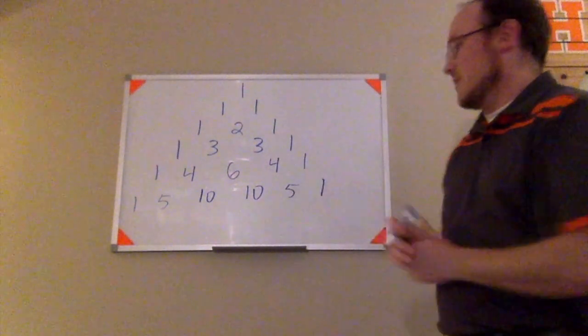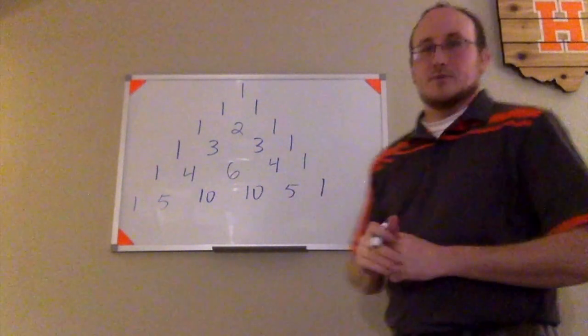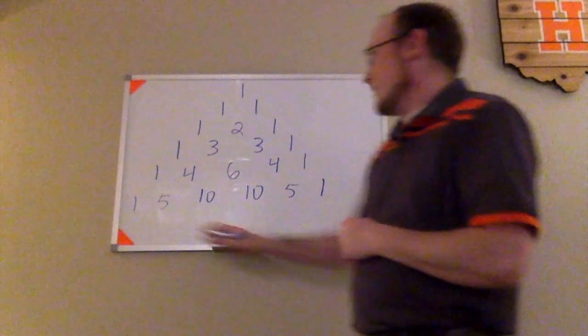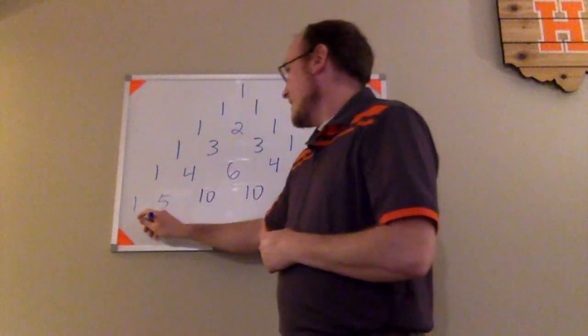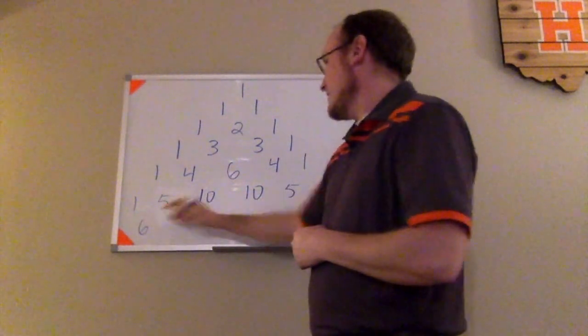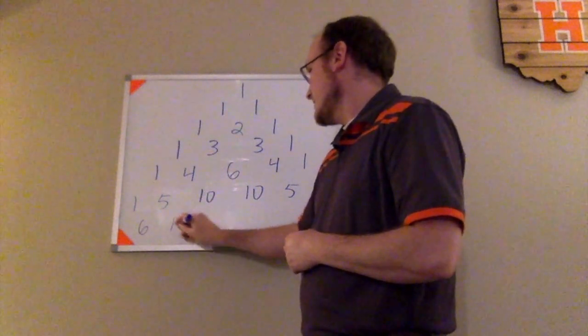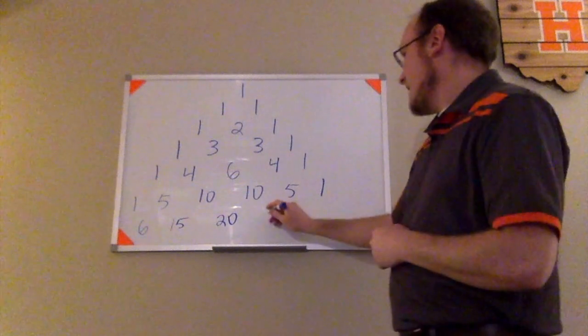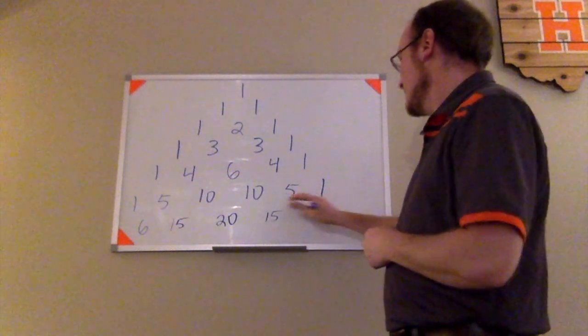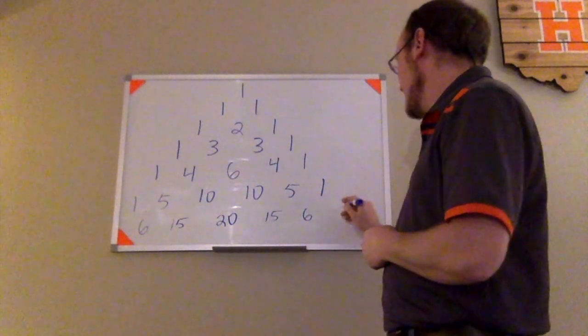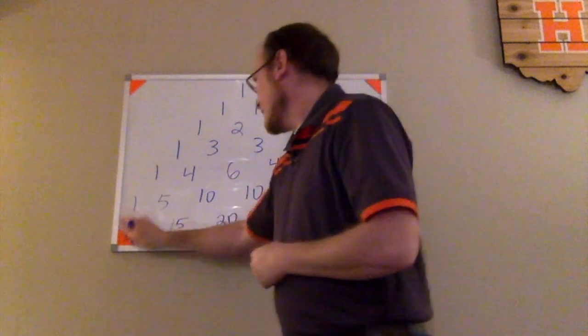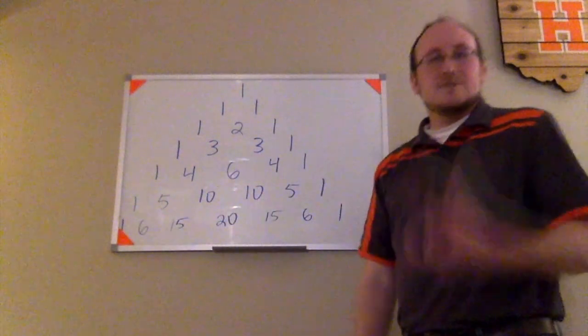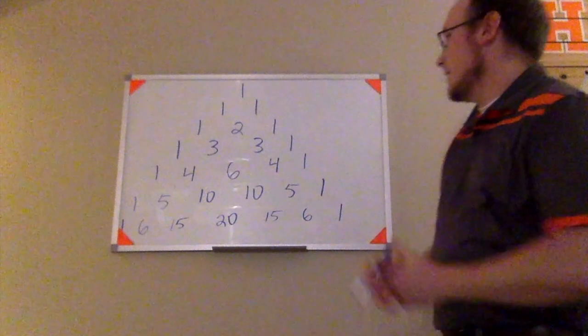I'll go ahead and try to fit one more in there. I know I didn't quite center that in the board, but I could do one more. 1 and 5 make 6. 5 and 10 make 15. 10 and 10 make 20. 10 and 5 make 15 again. 5 and 1 make 6, and then add an extra 1 on the end of each row. And I can continue this pattern on and on if I want.